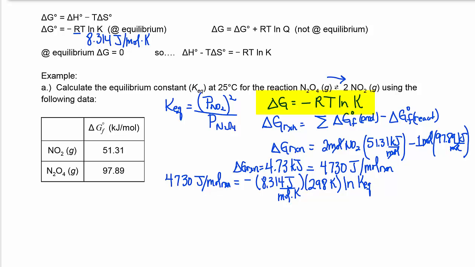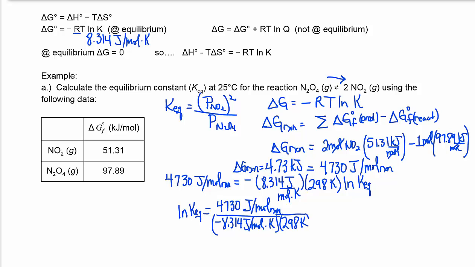I'm going to rearrange this to look like the natural log of K_EQ will equal 4,730 joules per mole reaction divided by a negative 8.314 joules per mole times Kelvin, times 298 Kelvin. I should have canceled my units so I didn't have to rewrite these. A Kelvin in the denominator and a Kelvin in the numerator, since I'm dividing, will cancel. I have a joule in the numerator, a joule in the denominator. They cancel. I have mole reaction, and this is pretty much per mole reaction, so I can cancel those.